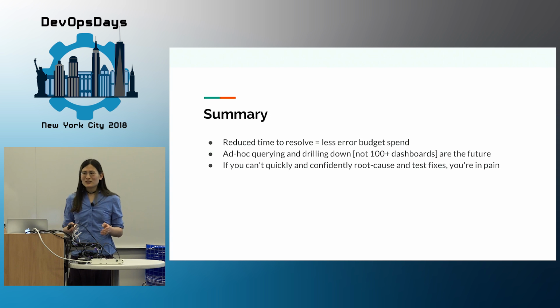So in summary, if you think about the whole OODA loop, focusing on time to resolve is most important, and focusing on time to hypothesize and test is important. If you have ad hoc querying and if you have exemplars, you can do that a lot faster. And if you can't do these things, you're spending a lot of time spinning rather than actually fixing problems.